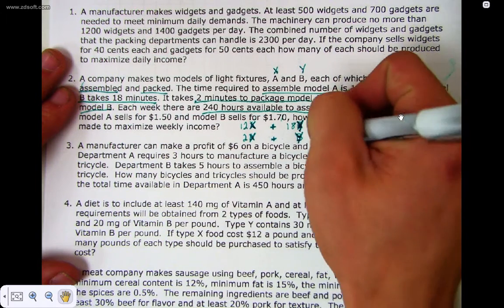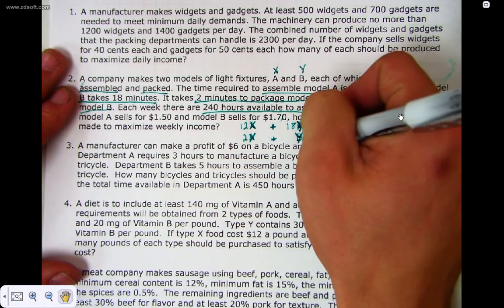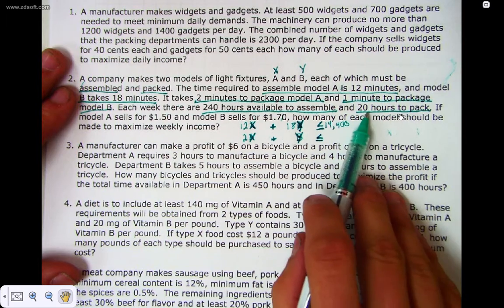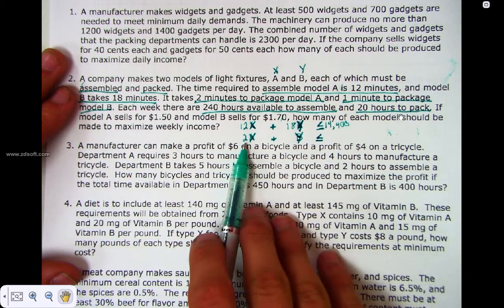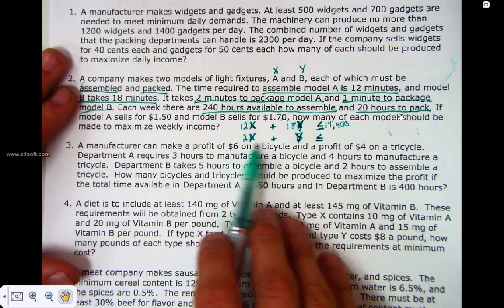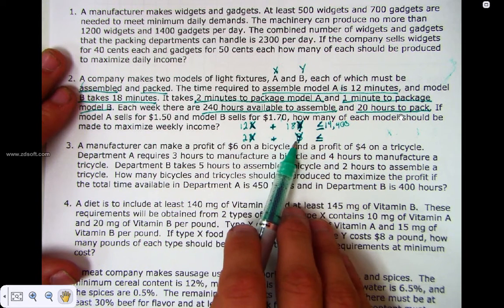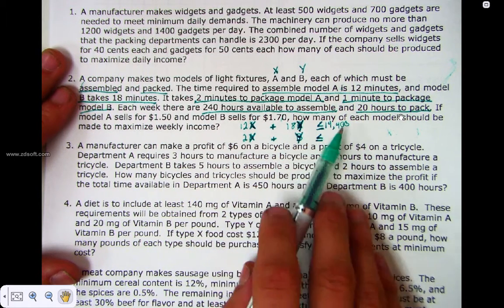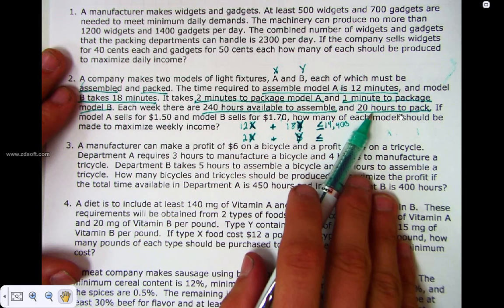And that's going to be less than or equal to, how much time do we have to pack? Well, it says we have 20 hours total to pack. 2 minutes it takes to pack a model A, 1 minute to pack a model B. We have 20 hours total to pack throughout the week.